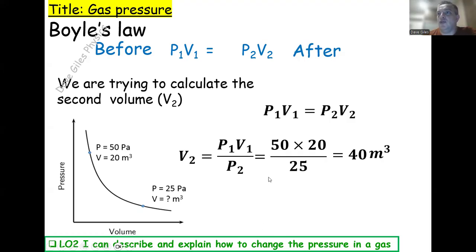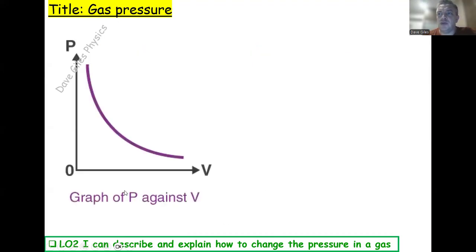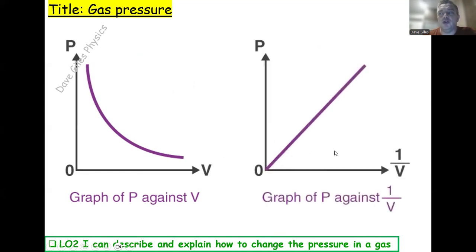You can also simplify that a little bit without doing the formula. You could just look at it as the pressure being halved. So to keep P1 and V1 multiplied together being the same, if you halve the pressure, that means you double the volume. And just a quick reminder of the graph. So pressure against volume looks like this. You can also plot 1 over volume against pressure, and you get a straight line graph through the origin.